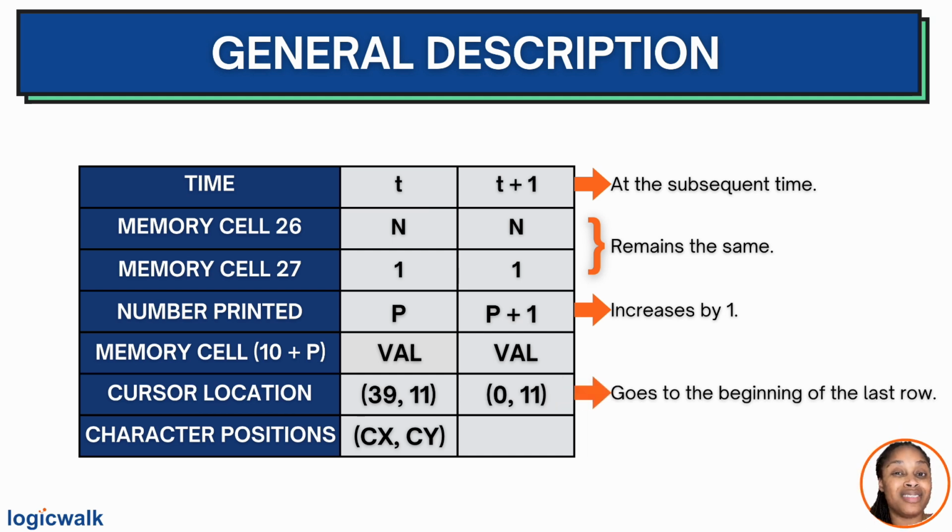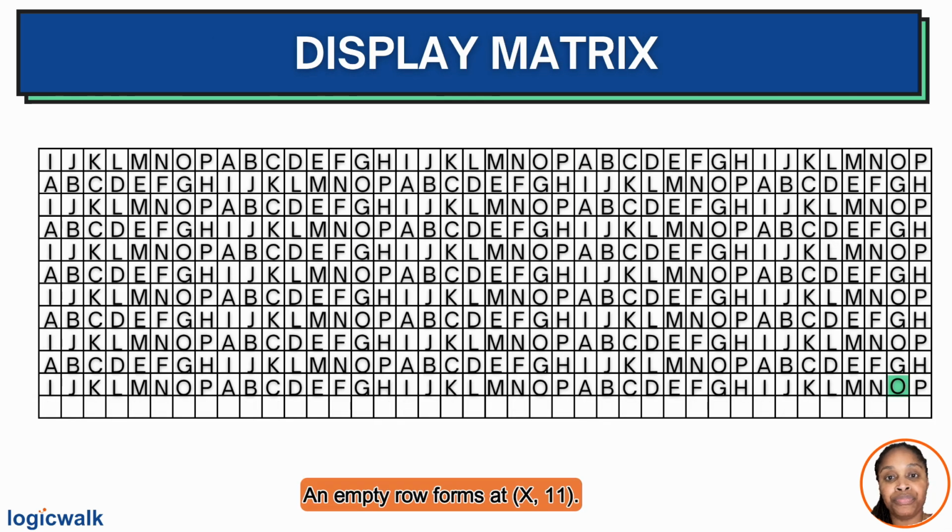Each character at position CX, CY moves to CX, CY minus 1. As a result, a new empty row, which we can call X11, is created at the bottom of the display matrix. For example, when the last row reaches capacity, the character in position 3811 shifts up to 3810, clearing the last row to accept new characters.